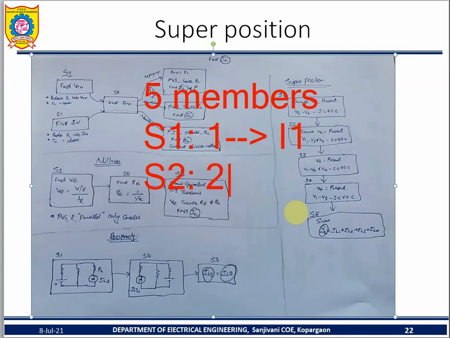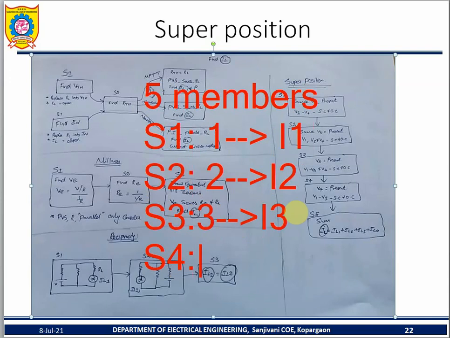Room step 2. Find out I2. Okay, source 2 present. Step 3. Source 3, I3 present. Very good. Nice. Step 4. Source 4, I4. I4 you are going to find out.